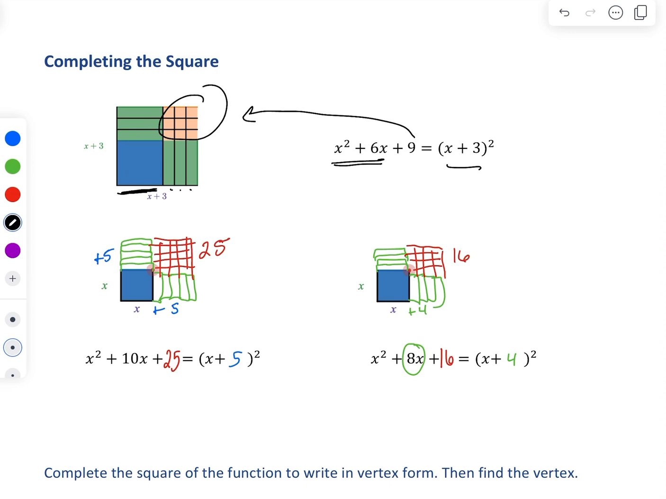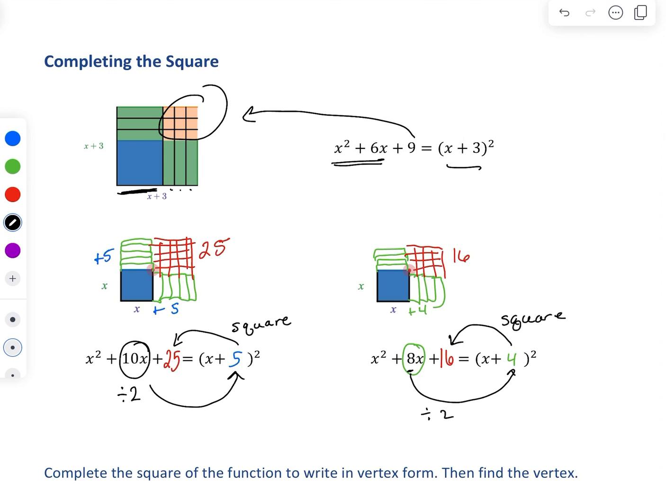So if we look at the pattern of what's going on, what we did is really, we took this value here and we divided this by 2. And that gave us this number. And then we took this value and we squared it. And that gave us this value. So same thing here. We took this 8, we divided it by 2 to get this. And then we squared it to get the 16.